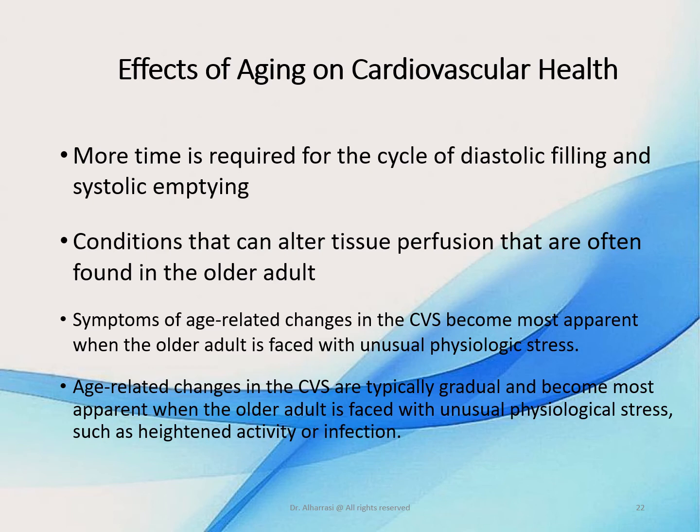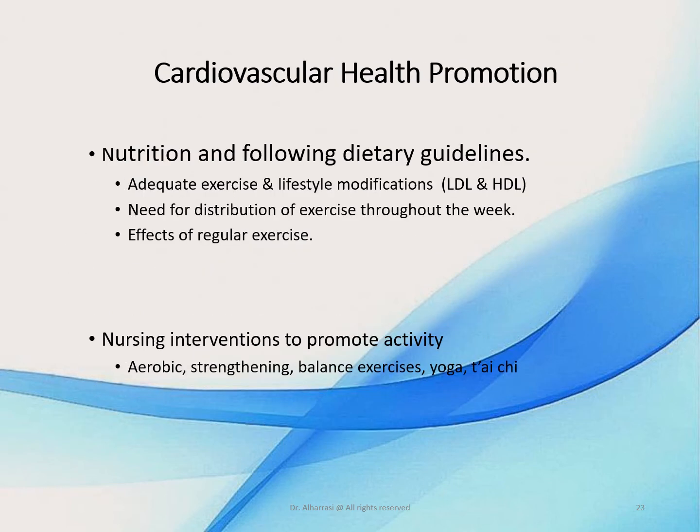The symptoms of age-related changes in the cardiovascular system also become apparent when the older adult is faced with unusual physiological stress. For example, if they have an infection, the heart will be beating very fast. Blood pressure also increases with pain. They are more prominent with any other physiological stressors. Also, the age-related changes in the cardiovascular system are typically gradual and become most apparent when the older adult is faced with unusual physiological stress, as I mentioned, such as heightened activity or infection. So they are more gradual.